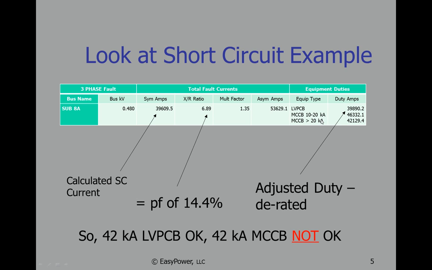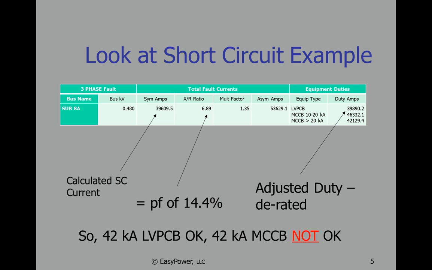But down here we have the molded case circuit breakers, and we'll look at the over 20,000 amp value. And this is 42,129. This value is higher because the molded case breaker's test power factor was 20%. So we've exceeded that by a greater amount with this X/R ratio. So the bottom line is I can have a low voltage power circuit breaker that's rated for 42,000 amps on this bus, and that would be okay. And I can have a 42,000 amp molded case circuit breaker on this bus, and that would not quite be okay. You would be slightly over the adjusted fault duty.